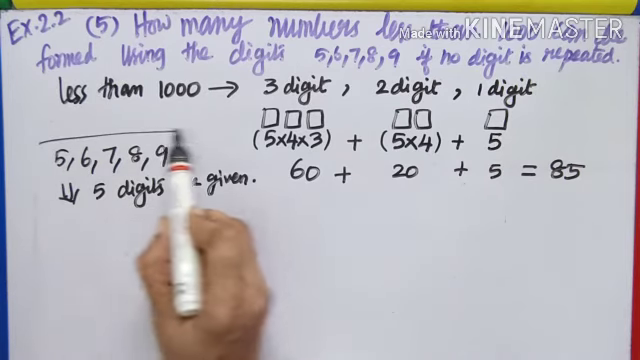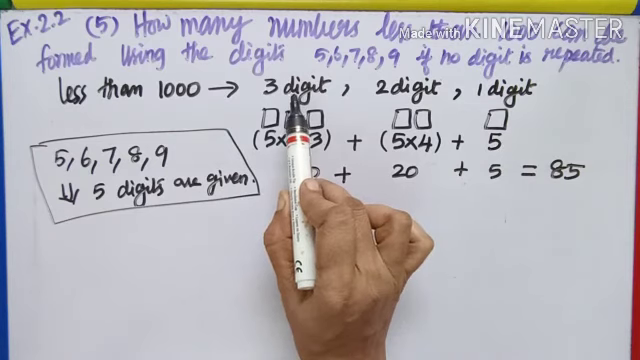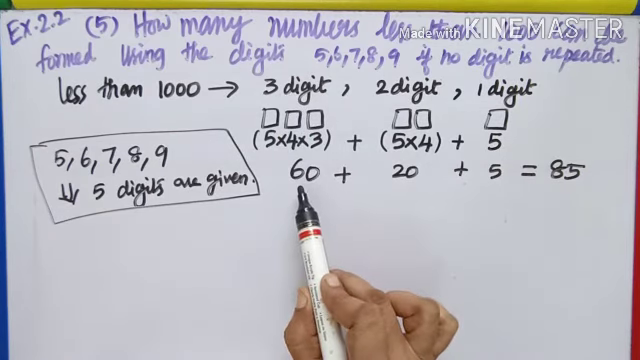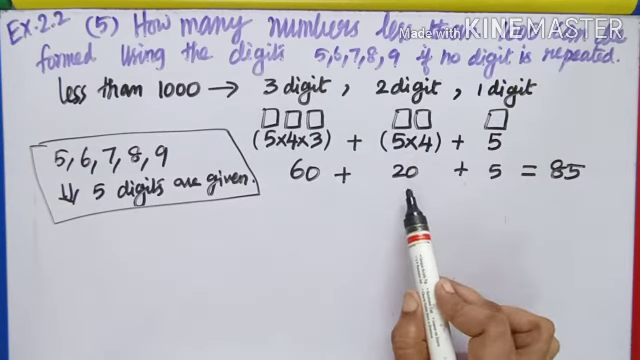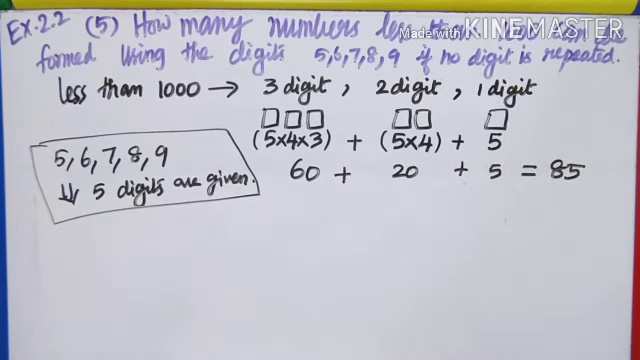So this is my given condition and the problem. We are able to form 3-digit, 60 numbers, 2-digit, 20 numbers, 1-digit, 5 numbers, and altogether 85 numbers.